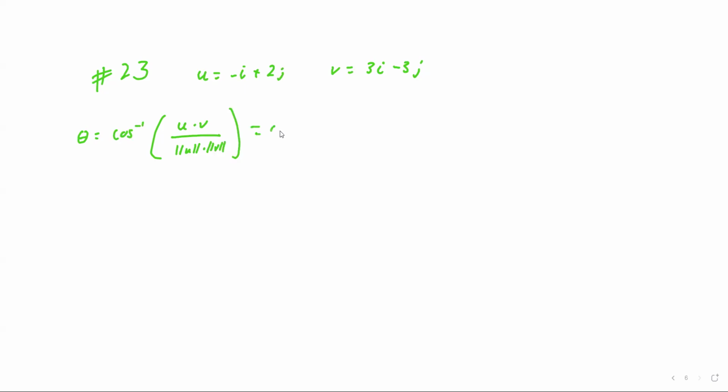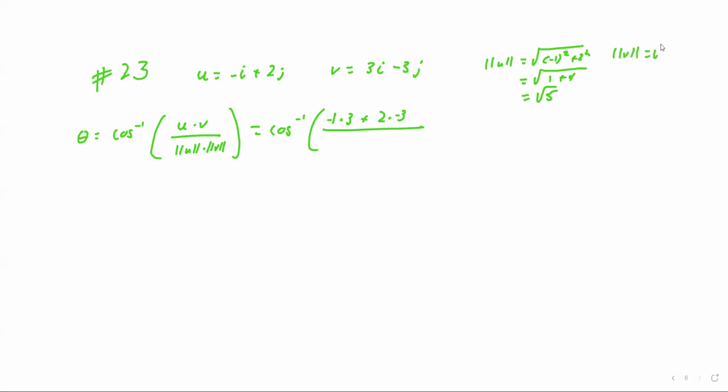So I can go straight to this formula now. That's going to be negative 1 times 3 plus 2 times negative 3. And then I just need to find their magnitudes. The magnitude of u would be negative 1 squared plus 2 squared, which gives you 1 plus 4, which gives you the square root of 5. The magnitude of v would be 3 squared plus negative 3 squared, which gives you 9 plus 9, which gives you 18. I'm not going to concern myself with simplifying these radicals. I'm just going to leave it as such.